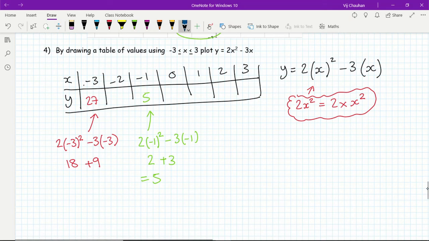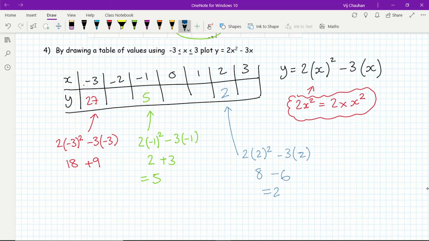And if I do one more value, let's do this one here. I've got 2 times 2 squared minus 3 lots of 2. So here I've got 2 squared, which is 4, times 2, which is 8, and I've got -3 times 2, which is -6, giving me an answer of 2.